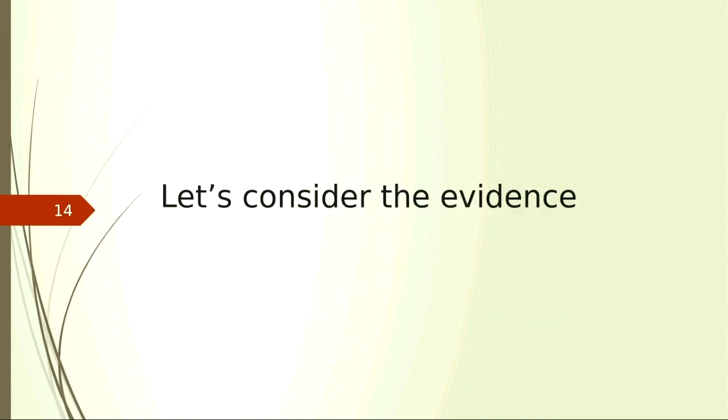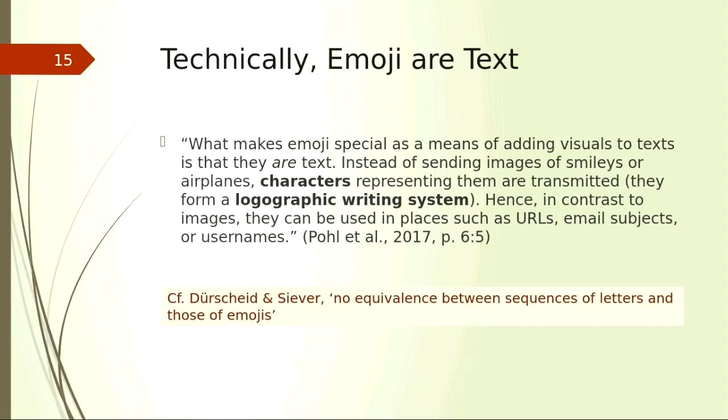Meanwhile, let's consider the evidence, because a lot has happened in the world of emoji and emoji research since these studies were done, even though they were just done within the last few years. First of all, technically, emoji are text. As Pohl et al. point out, what makes emoji special as a means of adding visuals to text is that they are text. Instead of sending images of smileys or airplanes, characters representing them are transmitted. In other words, they form a logographic writing system.